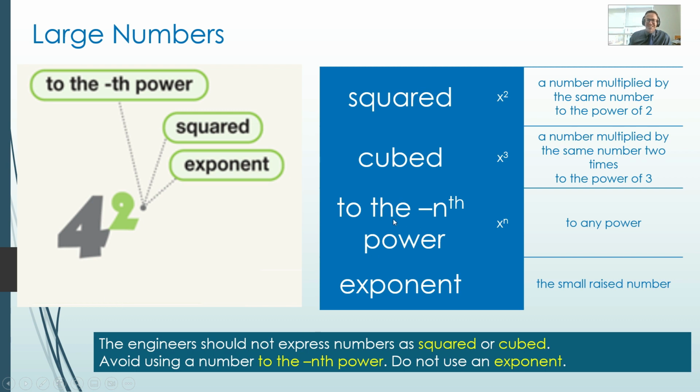And then we have to the nth power. When we write a small n, it means to any power. We're not actually saying what the exponent is. For example, the engineers should not express numbers as squared or cubed. Avoid using a number to the nth power. Do not use an exponent.